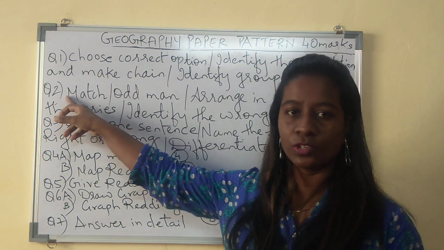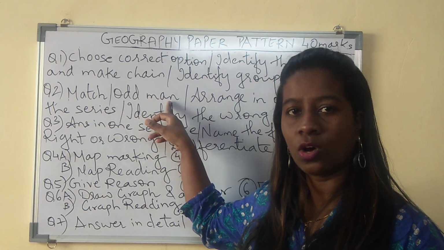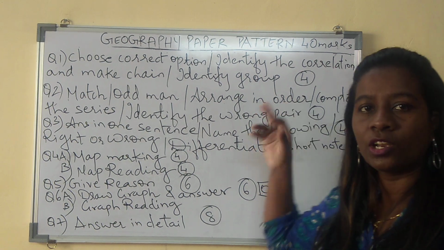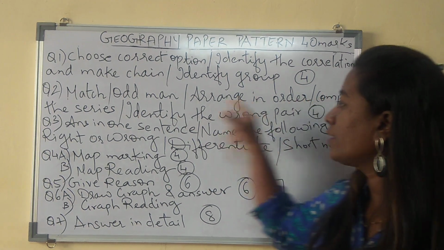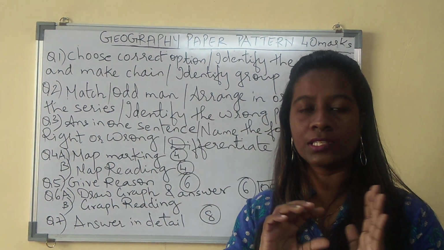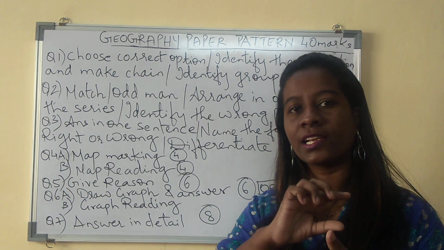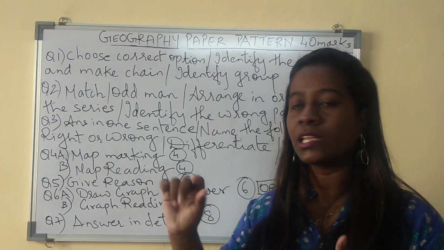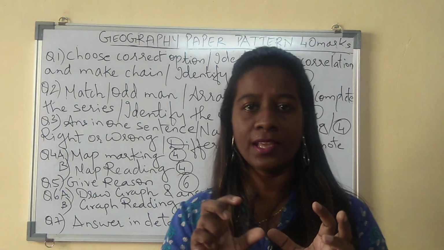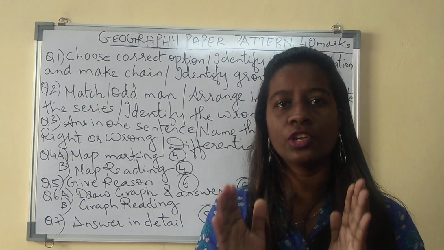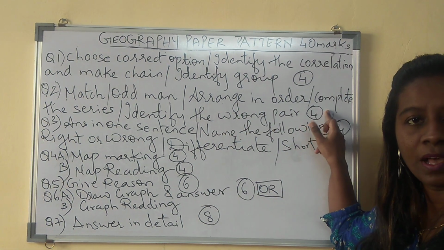Then you can see the second question. The second question is match the column. Odd man out, this all of you know. Arrange in order, you know you have to arrange in the correct order of the sequence. Then complete the series. They may give you an incomplete sentence, and they will give the options. From that you have to select and complete the series. The next is identify the wrong pair. They will give you some pairs, some sentences together, and you will have to identify which one is wrong. That again carries 4 marks.